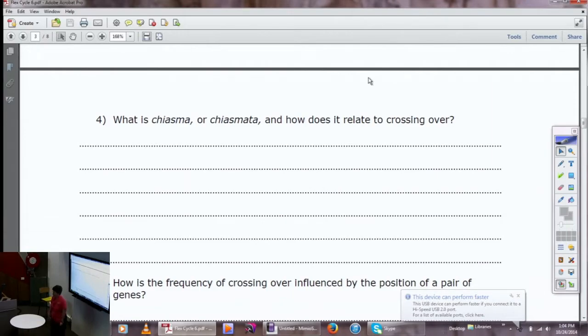What's chiasma? Chiasmata. All these things just mean crossing over. Chiasma is the crossing over point. You have an optic chiasma in your brain which takes the optic nerves from each of your eyes and crosses them over, so that your left eyeball goes to the right side of the optic region of your brain, and vice versa. That's crossing over.